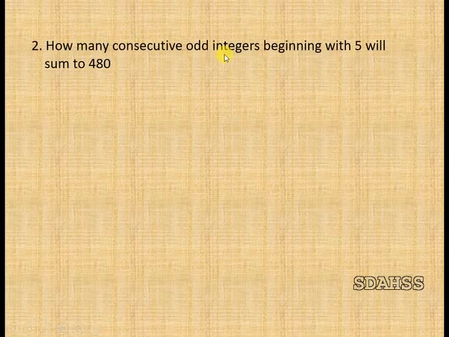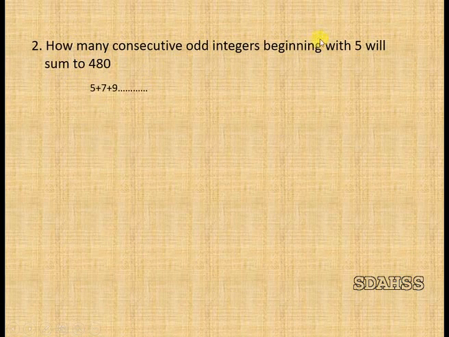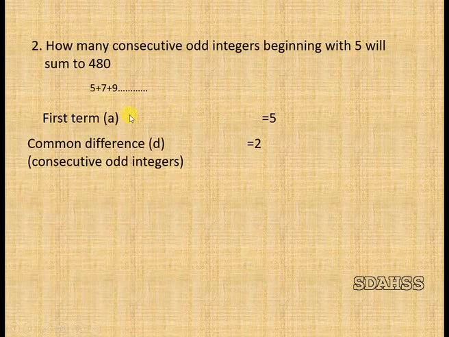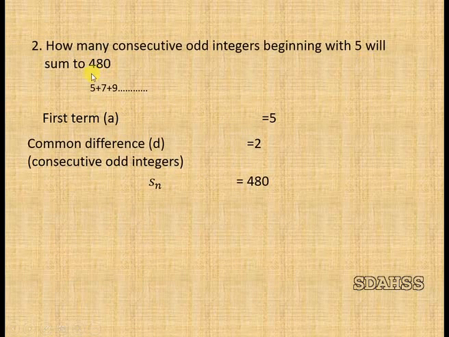How many consecutive odd integers beginning with 5 will sum to 480? The first term is 5, the second term is 7, the third one is 9, and so on. First term a is equal to 5 and the common difference d is equal to 7 minus 5, which is 2. And the sum Sn is equal to 480.